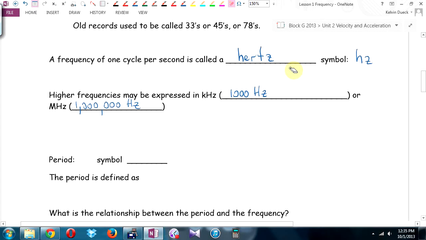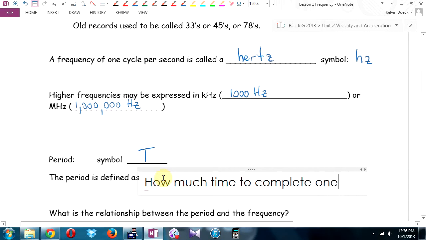Period. The letter P is taken up by other stuff. The symbol for period, because it's how much time to go around once, is capital T. The period is defined as how much time to complete one cycle. How long to go around once? How long to get back where you started from? On a swing, how long to go there and back? And I'm going to make the assumption that every one of you has been on a swing set at least once in your life, because there's some beautiful physics there.